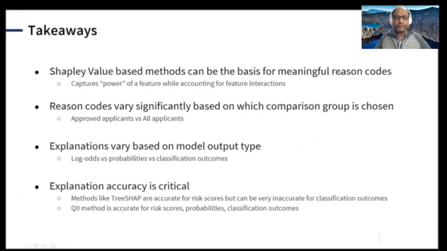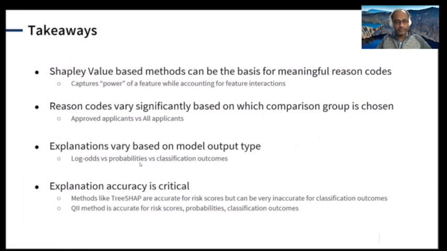Some takeaways from this section: Shapley value-based methods can be the basis for meaningful reason codes, the kind of reason codes that are required, say, under the Equal Credit Opportunity Act. The reason codes may vary significantly based on which comparison group is chosen. If you're trying to answer a question like, why was Jane denied credit relative to the set of people who are approved, versus why was Jane denied credit relative to all the people who applied, the answers of which features are the most important can vary dramatically. So it's important to be specific about which comparison group you're using in generating the clones in step 2 of the method.